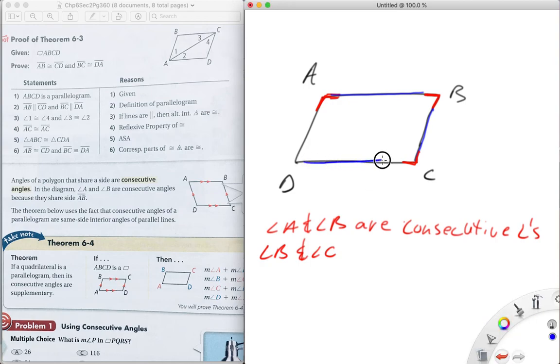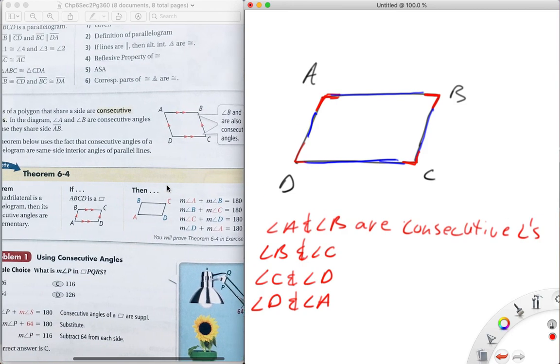Angle C shares a common side also with angle D. They both share this side. So angle C and angle D are also consecutive angles. And lastly, D shares another side with A. Therefore, angle D and angle A are also consecutive angles. So every polygon or quadrilateral has 4 pairs of consecutive angles.